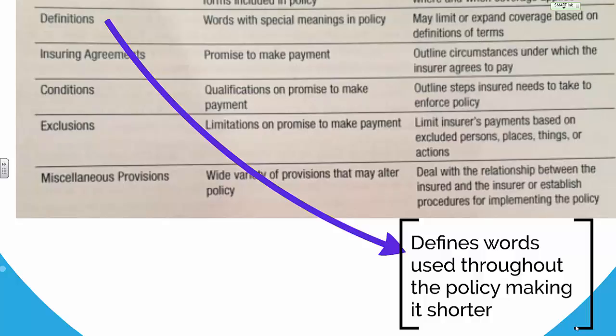Next, there are exclusions, which are limitations on the promise to make a payment, which limit the insurer's payments based on excluded persons, places, things, or actions. And last are miscellaneous provisions, which are a wide variety of provisions that may alter the policy. These deal with the relationship between the insured and the insurer, or establish procedures for implementing the policy. This might include things like how a dispute would be handled in the policy.